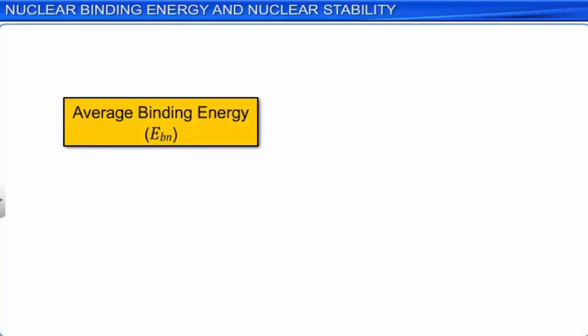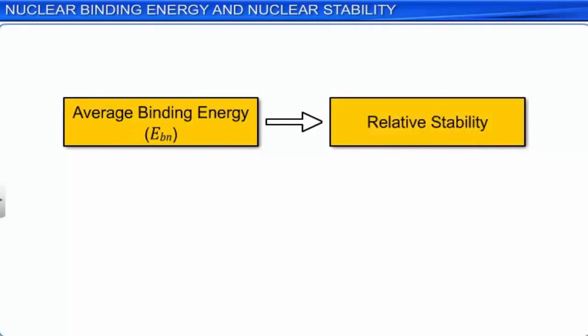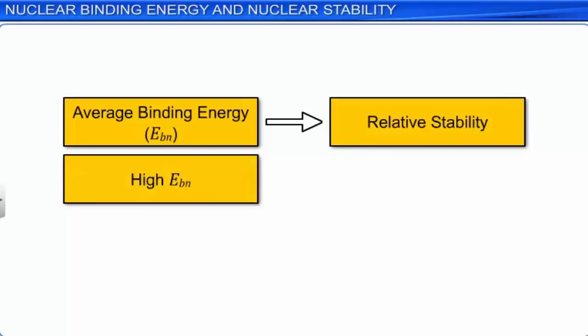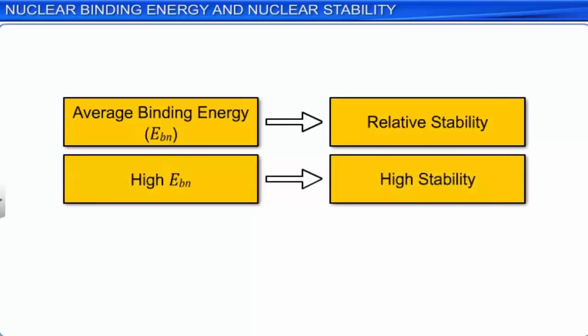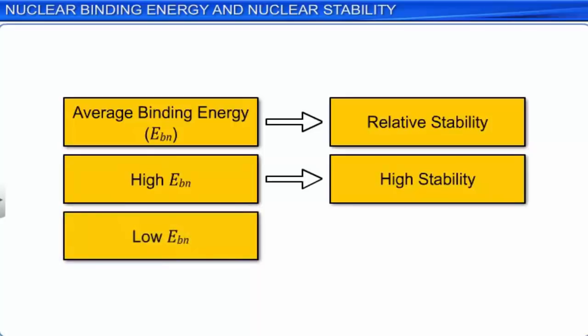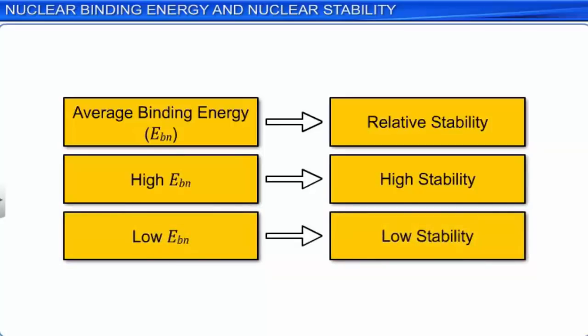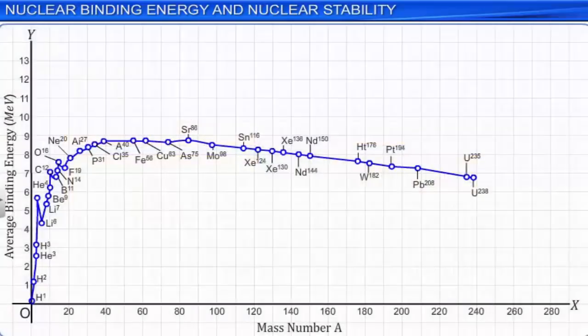Average binding energy of various nuclei indicates the relative stability of the nuclei. High average binding energy values indicate highly stable nuclei, while low values indicate low stability. We can understand the relative stability of the various nuclei by plotting a graph between the average binding energy values on the y-axis and the corresponding mass number values on the x-axis. From the graph, we see that for nuclei with mass numbers less than 30, the average binding energy values are relatively less, indicating relatively low stability for those nuclei.